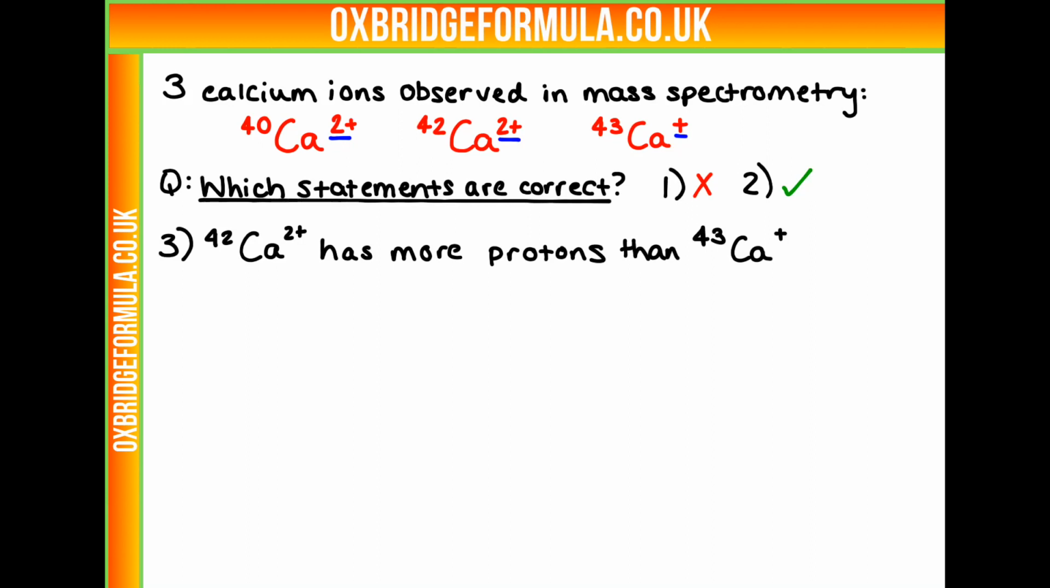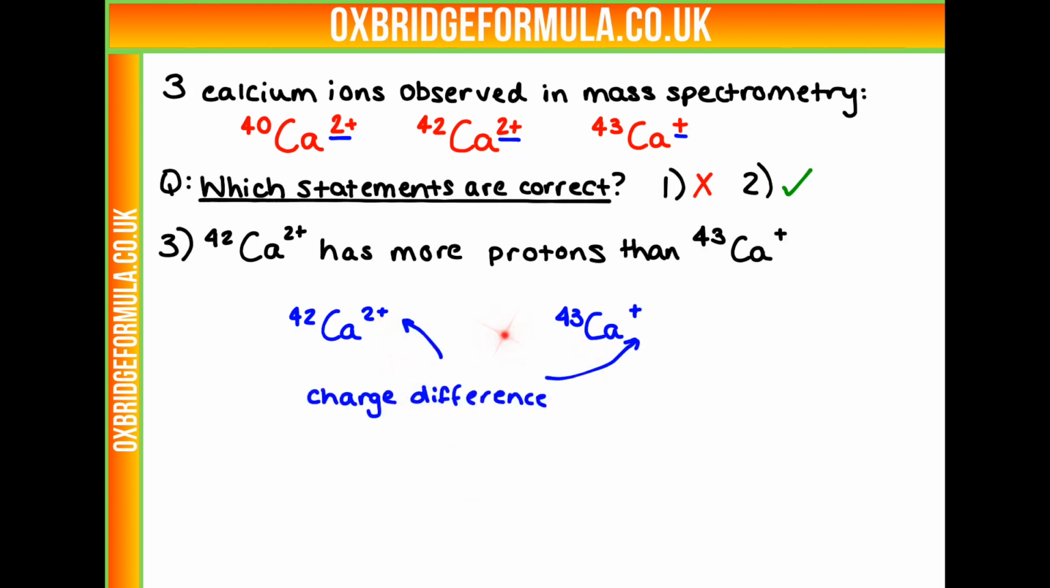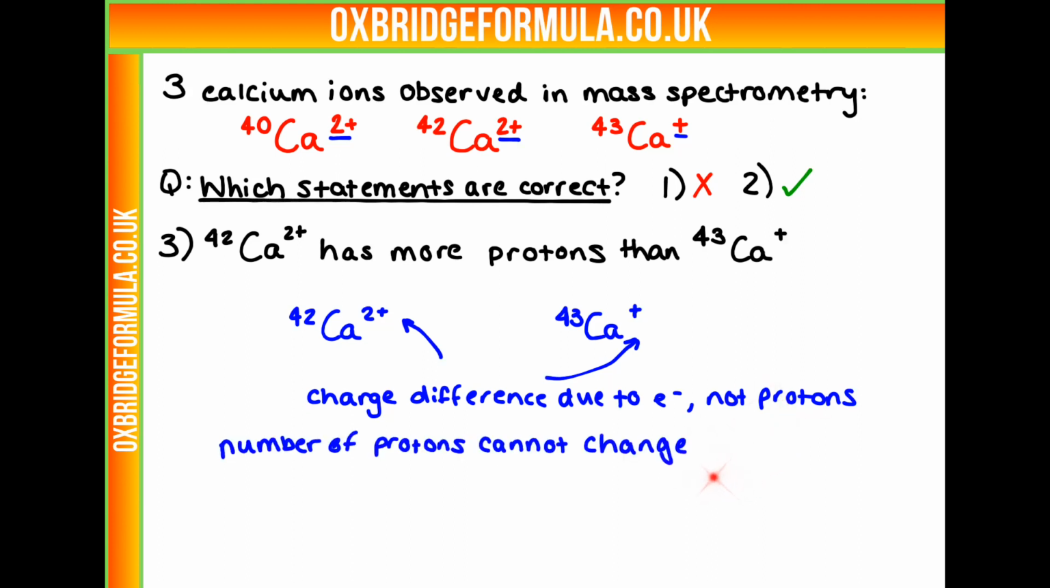Our final statement is that the 42 calcium 2+ isotope has more protons than the 43 calcium 1+. So what's the difference between these two ions? Well, we know the mass number is different, but that's due to the number of neutrons, not the number of protons. So it's the charges that are different. This one has a 2+ charge, and this one just has a single plus charge. So what is this down to? Is this down to protons? Well, as we've already discussed, proton number cannot change. That's what gives an element its characteristics. So it must be due to the number of electrons in the shells, not the number of protons, because the number of protons cannot change. So this statement is incorrect.